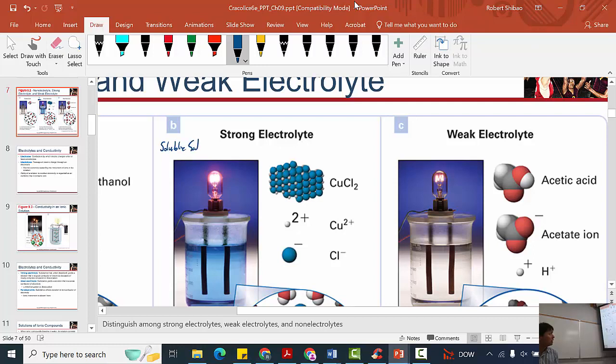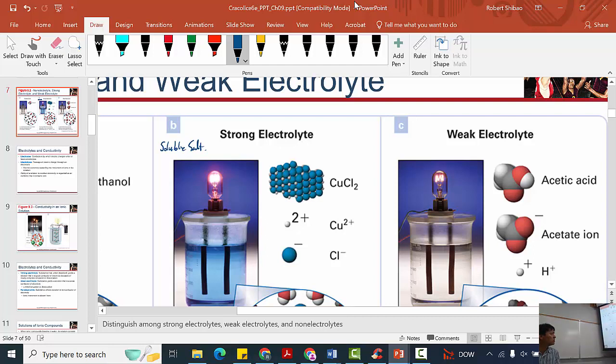A salt is an ionic compound that's not an acid, so all ionic compounds are generally categorized as a salt. So soluble salt, copper 2 chloride, is a salt. It's not a salt you want to eat, but we call it a salt. A salt is an ionic compound. It's not an acid. Usually a salt has a metal and a non-metal, but not always. Ammonium chloride is a salt, but it's all non-metals.